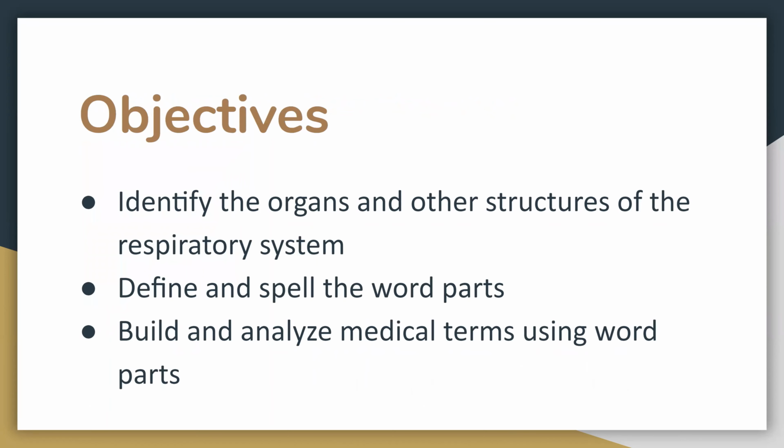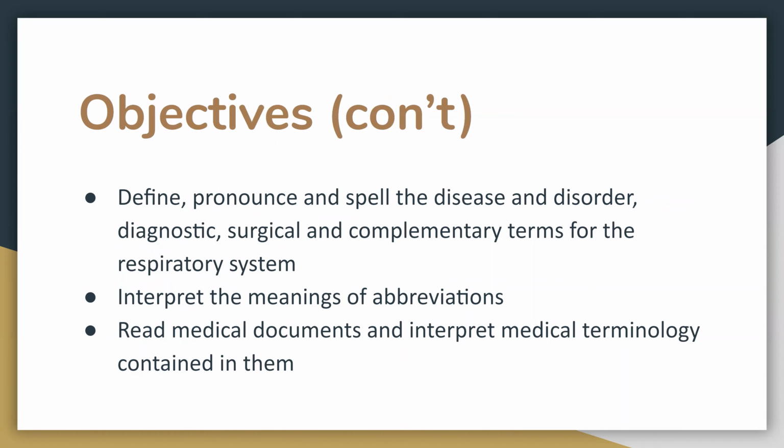Now, the objectives of this presentation are to identify the organs and other structures of the respiratory system. We're also going to define and spell the word parts, build and analyze the medical terms using the parts. We will also define, pronounce, and spell the disease and disorder, diagnostics, surgical, and complementary terms for the respiratory system. We will interpret the meanings of abbreviations and read medical documents and interpret them with the medical terminology contained in them.